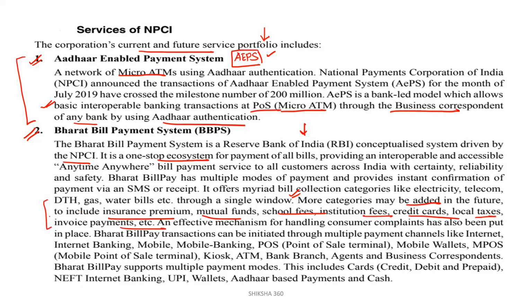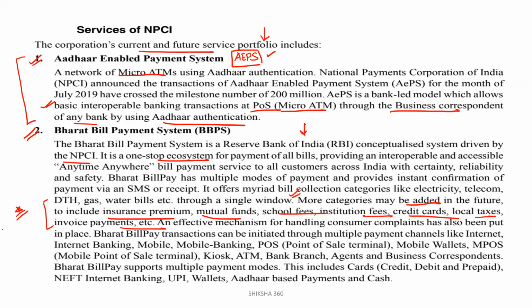In the future, they are able to include more categories in that also. That is so that you can pay credit card bills, local taxes, institution fees, school fees, mutual funds, insurance premium, etc. We have to maintain an effective mechanism for handling consumer complaints, which has also been put in place.